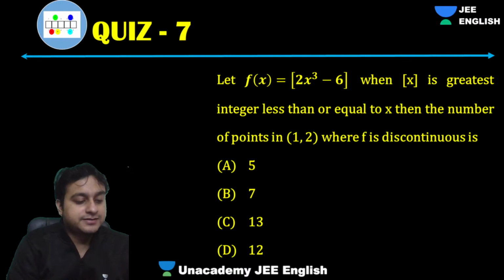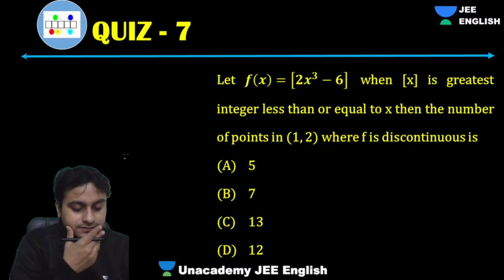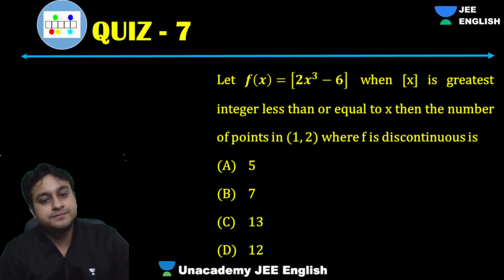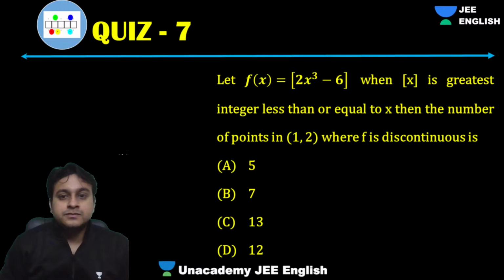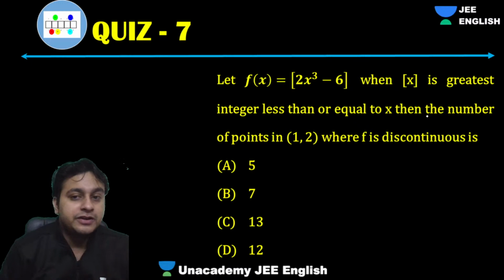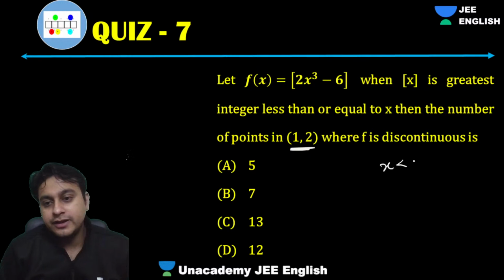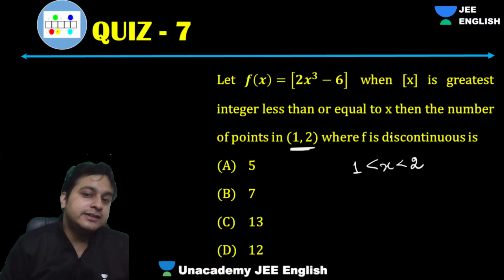2x cube minus 6. Come on, everyone. Let's see how many of you can do this one. Very good question. Box of 2x cube minus 6, where box is the greatest integer less than or equal to x. Then the number of points in 1, 2, meaning x is going from 1 to 2. Okay, I'm giving you the hint. x is going from 1 to 2. So how many points will this be discontinuous?